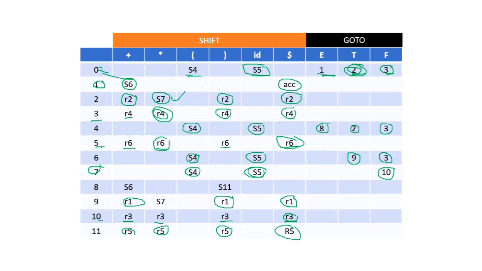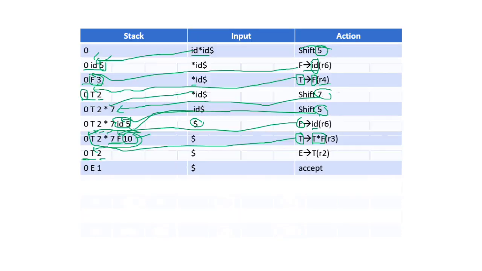So 2 comma dollar is here. 2 is here, dollar is here. So dollar is R2 here. Now R2 is E tends to T. T has only one element on the right side, so pop 2 elements from the stack. So what will go off? 2 and T will go off. So 0 remains. And then push the leftmost non-terminal inside the stack. So E will be pushed inside the stack now.